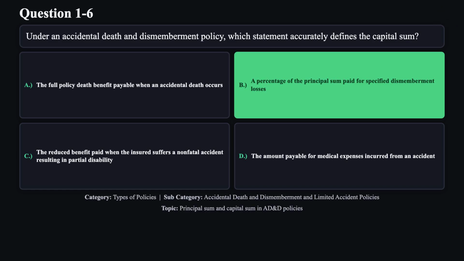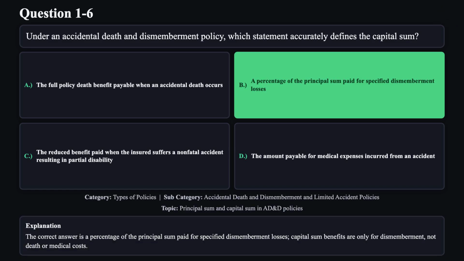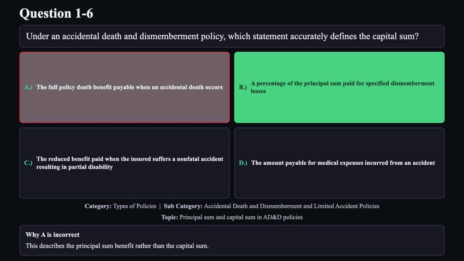The correct answer is B. The correct answer is a percentage of the principal sum paid for specified dismemberment losses. Capital sum benefits are only for dismemberment, not death or medical costs. Reason A is not correct. This describes the principal sum benefit rather than the capital sum.